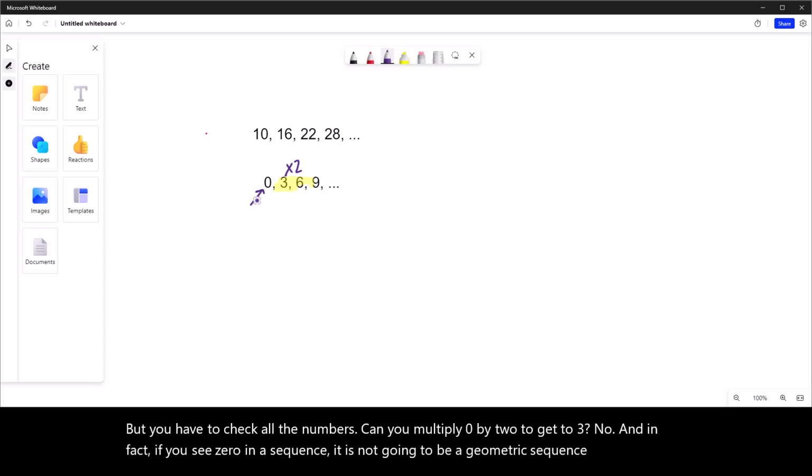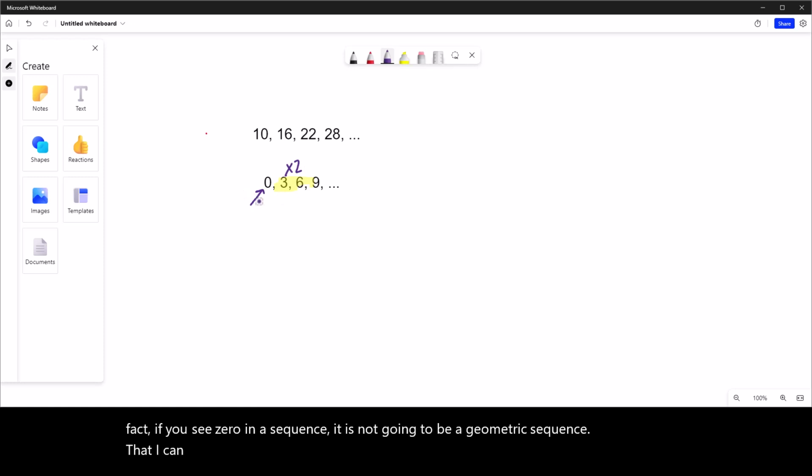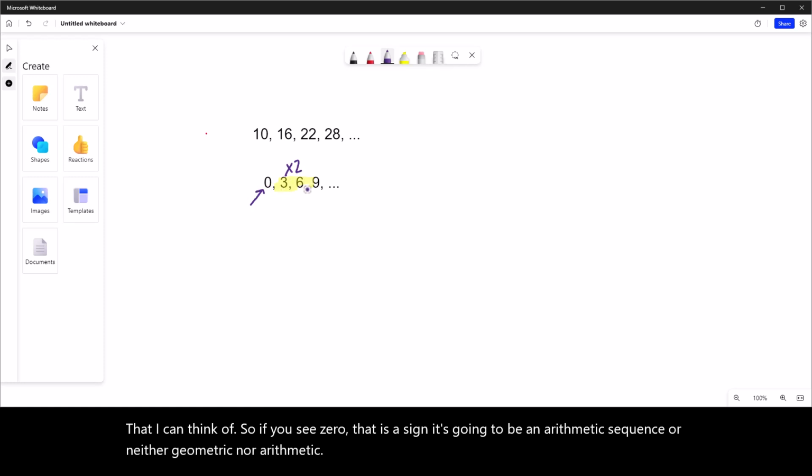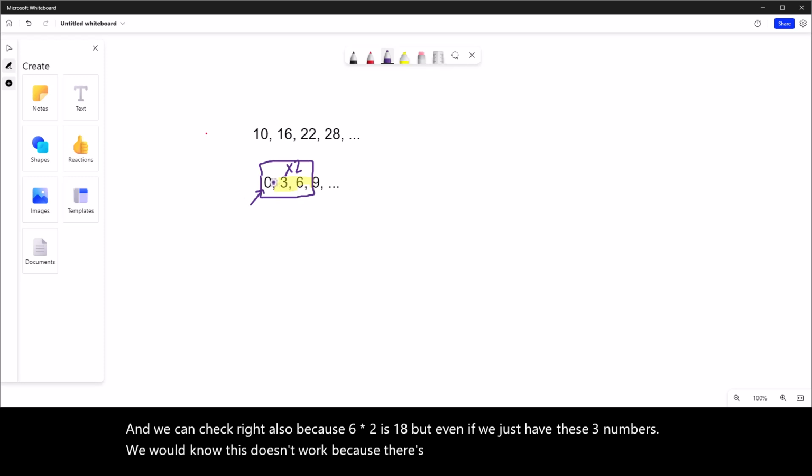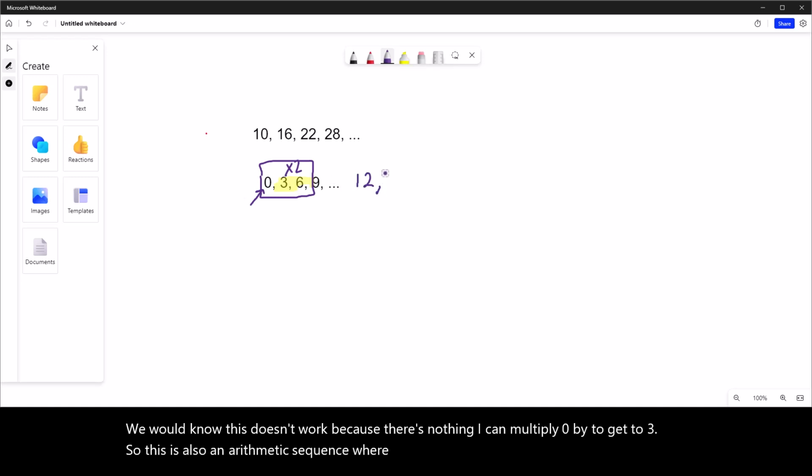In fact, if you see 0 in a sequence, it is not going to be a geometric sequence that I can think of. So if you see 0, that is a sign it's going to be an arithmetic sequence or neither geometric nor arithmetic. And we can check also, because 6 times 2 is 12, not 9. But even if we just had these three numbers, we would know this doesn't work because there's nothing I can multiply 0 by to get to 3. So this is also an arithmetic sequence. We're adding 3 each time. So our next values are 12, 15, and 18.